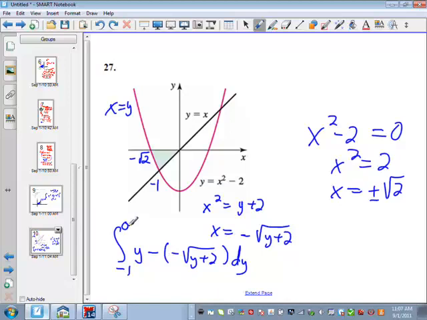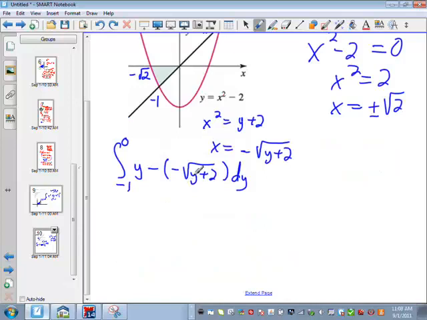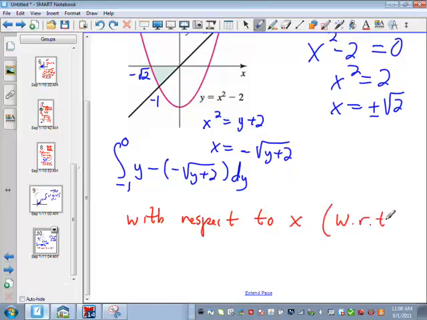And so you don't have to evaluate it. They just wanted to see this. But if you did evaluate it, again, use substitution. u is equal to y plus 2, du is equal to dy, and you're able to do it using the power rule. All right, so that's with respect to y. With respect to x, we'll put it in a different color. With respect to x, and now in parentheses I'll abbreviate that.